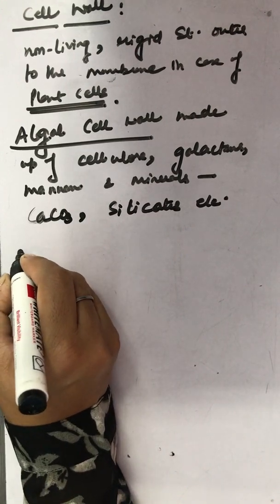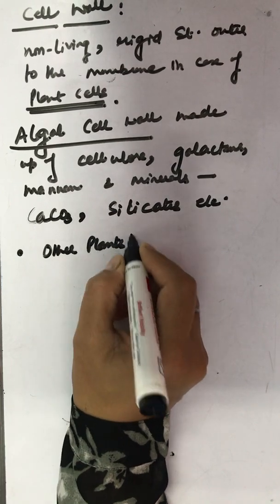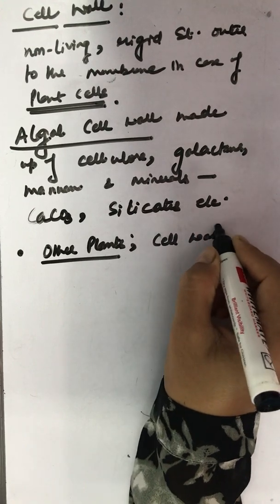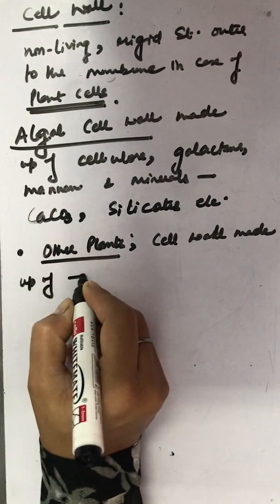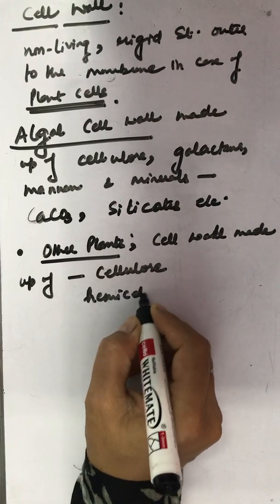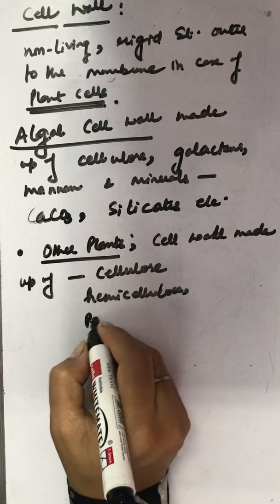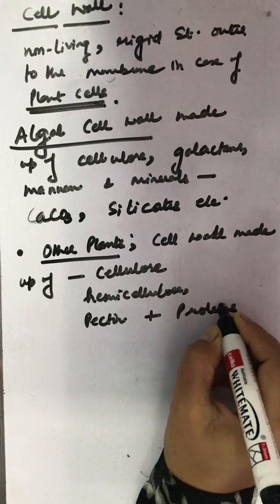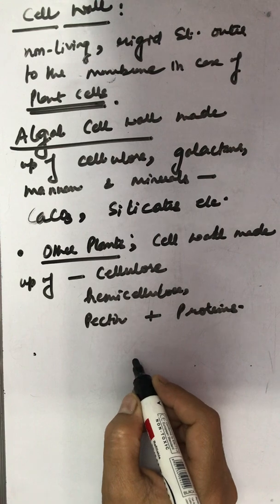And certain other plants have a cell wall made up of cellulose, hemicellulose, pectin, as well as proteins, right? Then there is primary and secondary cell wall.